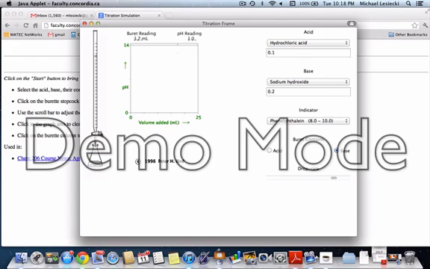I click on the stopcock. And now you can see the drops are falling. Notice how the pH is increasing as the base is added. I'm at about 13 milliliters so far.